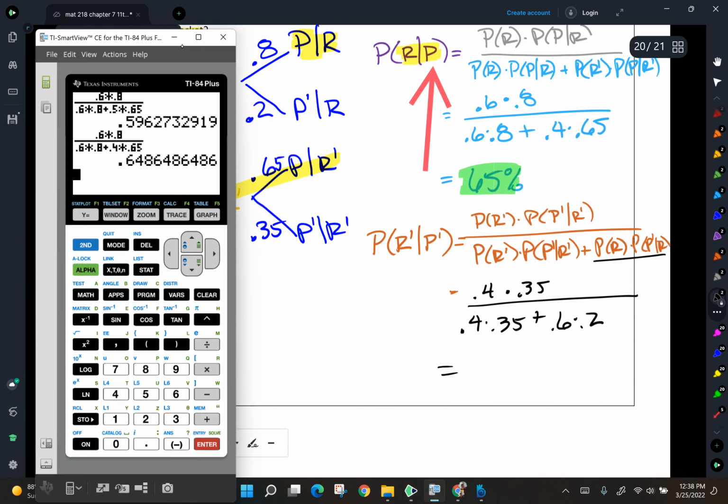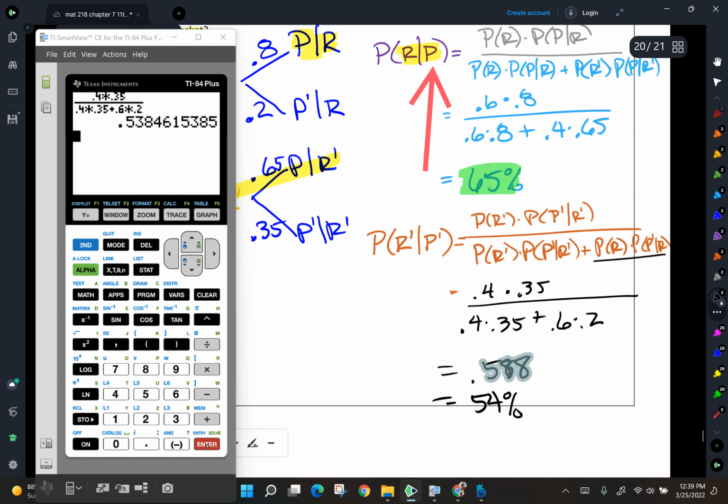Math, calculator, clear. Making a fraction. My numerator is 0.4 times 0.35. My denominator is going to be that 0.4 times that 0.35 again, plus the other way to not pass, which would be 0.6 times 0.2, meaning you did the review packet but didn't pass. And I get a 0.538, so 54%, round wherever they would tell me to round it, so I can make that look a little prettier there. 0.538. So about a 54% chance.